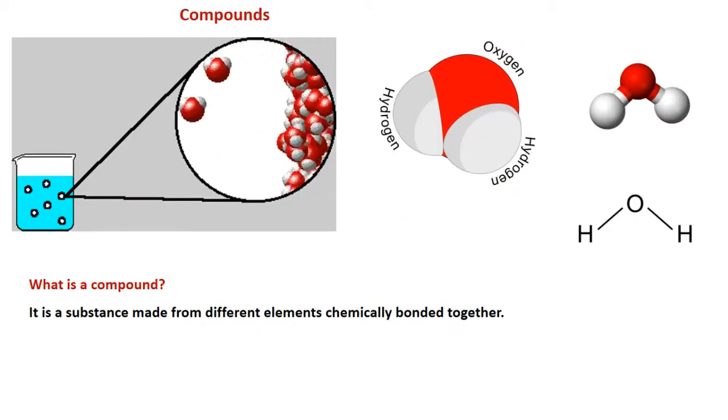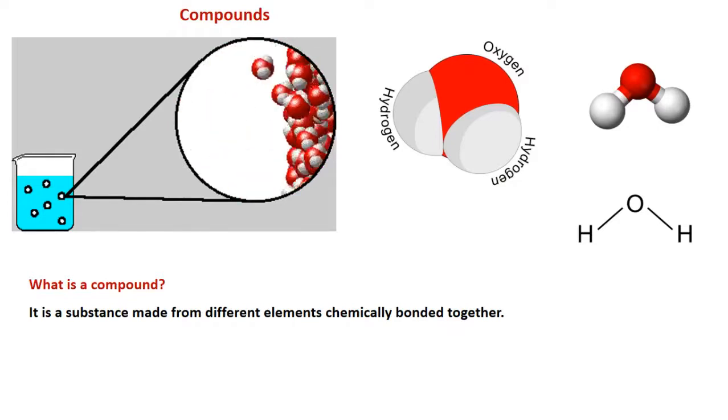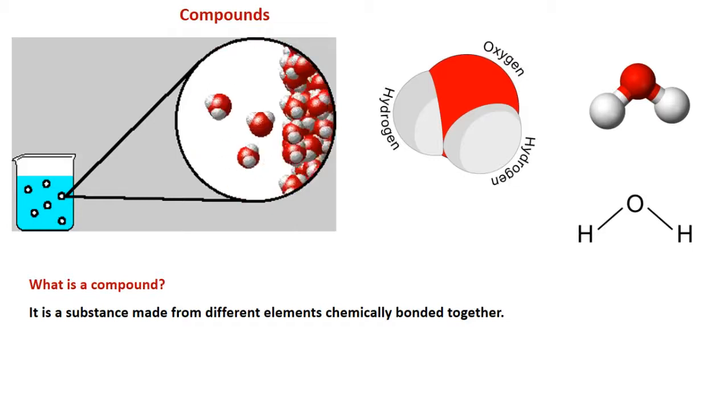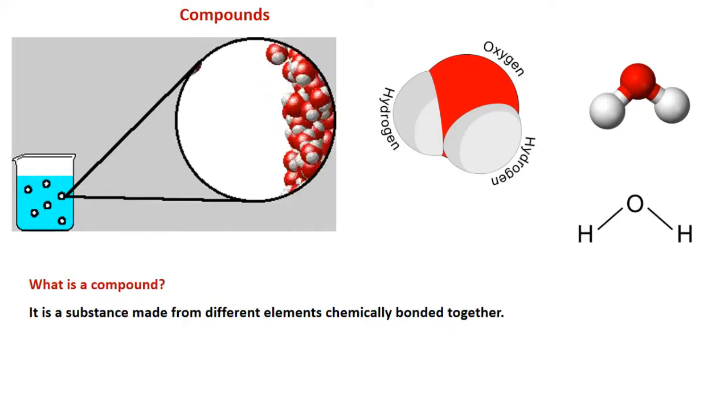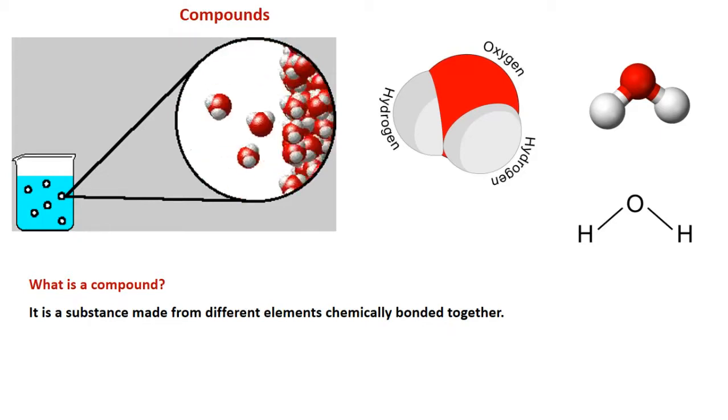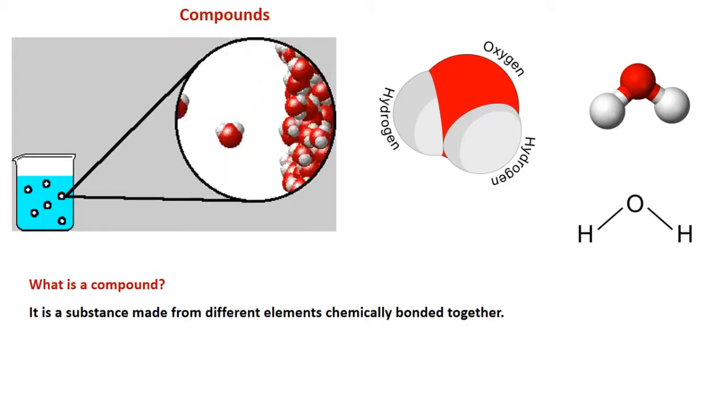Now we come to a compound. The question is, what is a compound? It's a substance that is made from different elements that are chemically joined together or chemically bonded together. On the screen, you can see I've put a few images. If you look at water, water is H2O, and I represented water in a number of ways. The first one here is showing an animation of water. I've used red to represent oxygen and the gray colors to represent hydrogen.